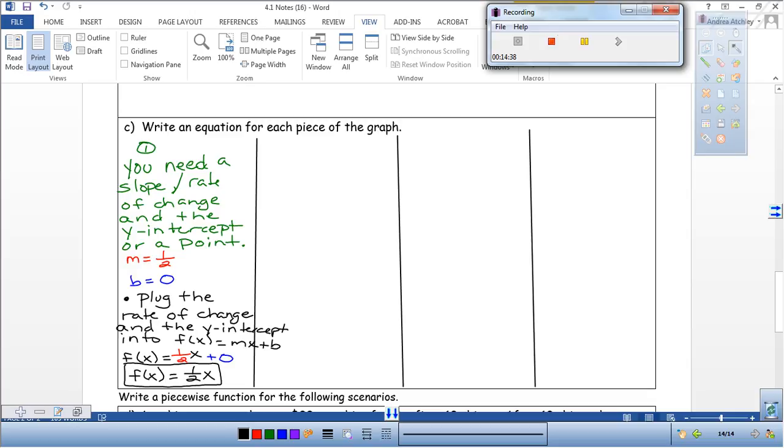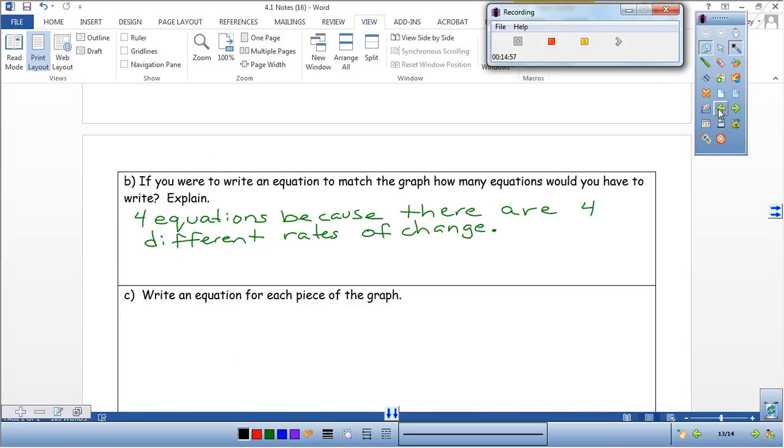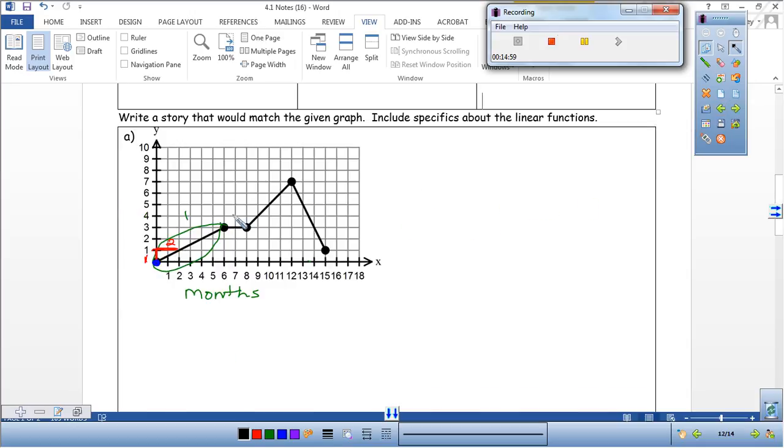Okay. Next one, so now we're going to do the line for number 2. Okay, this is number 2 right here. This piece. Oh wait, I forgot something.